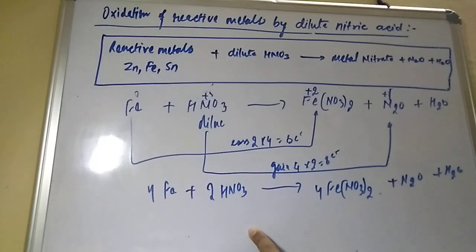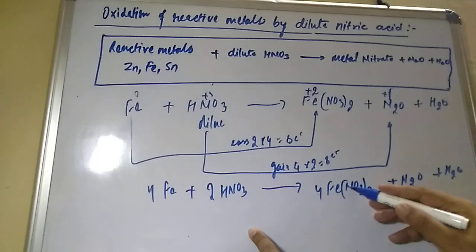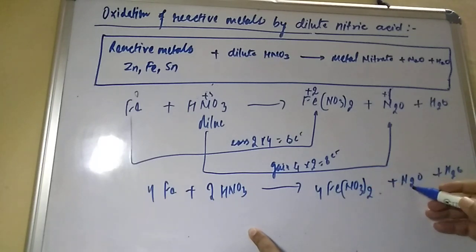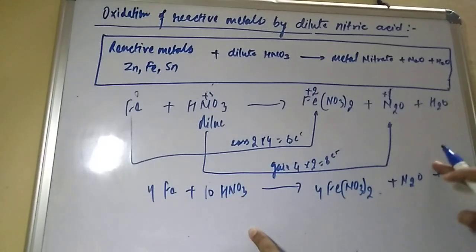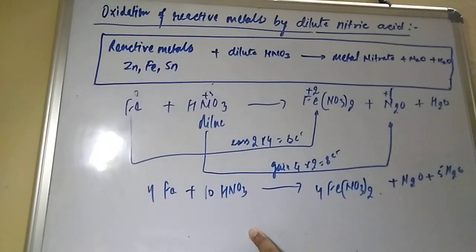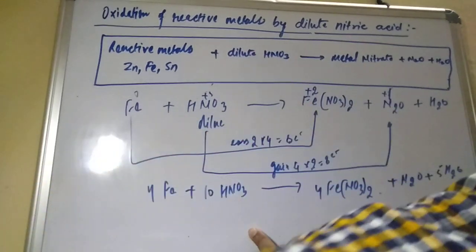Now you balance the nitrogen. Here is 8 nitrogen, plus 2 makes 10. So on this side also you put 10 HNO3, and then balance the oxygen and hydrogen by putting 5 water molecules. So this is again the balanced chemical equation for the iron.